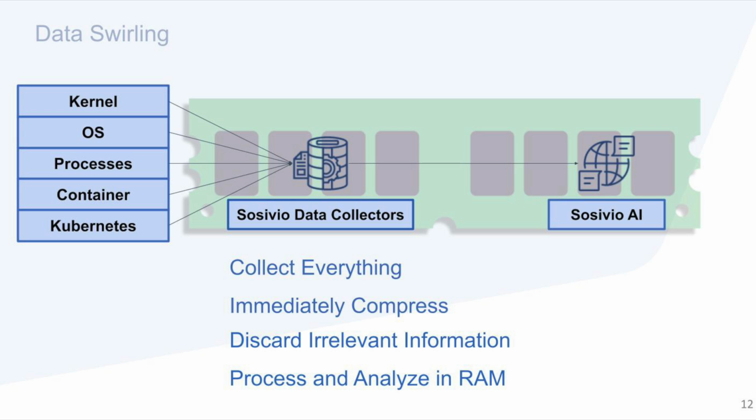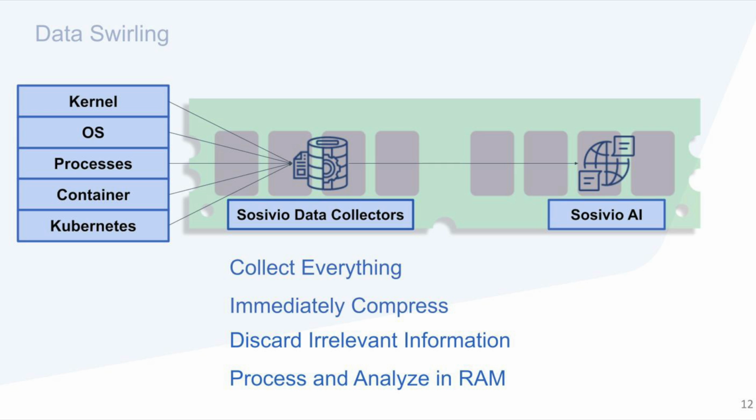Sosivio recognized the current challenges with today's data collectors and opted to build our own custom data collectors, optimized to collect very granular metrics and information from the entire infrastructure stack. This ensures Kubernetes troubleshooting is done properly, again, starting with good quality data.